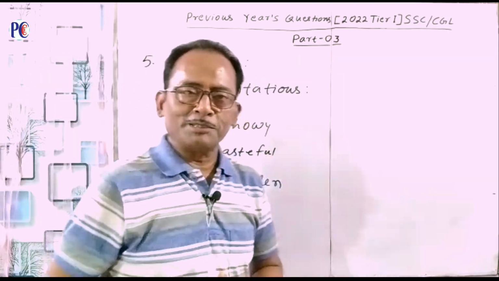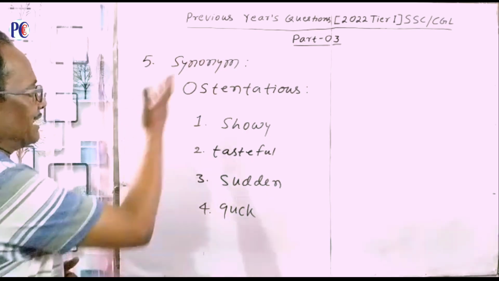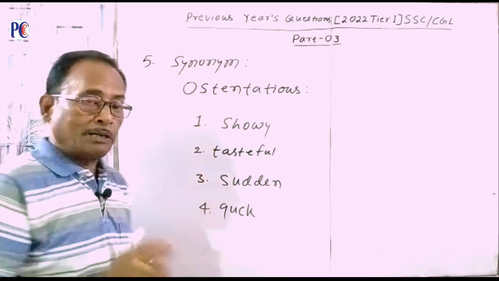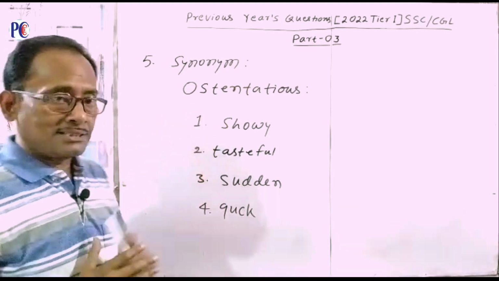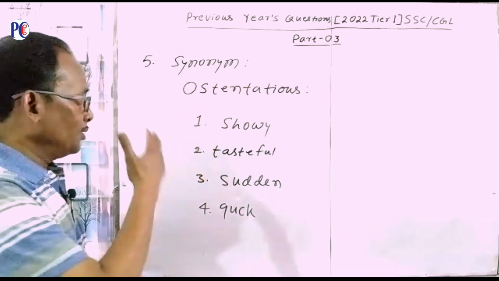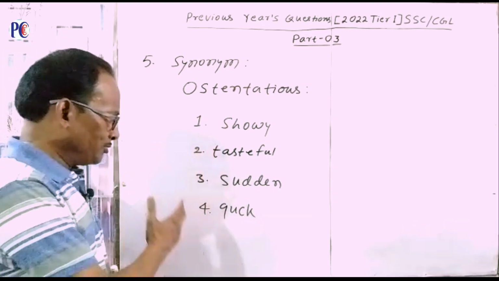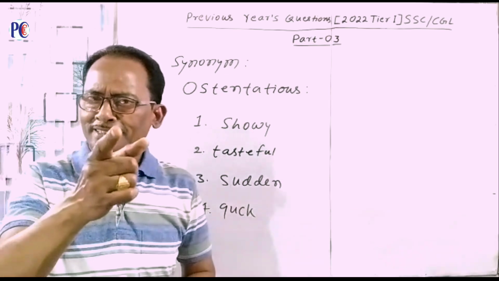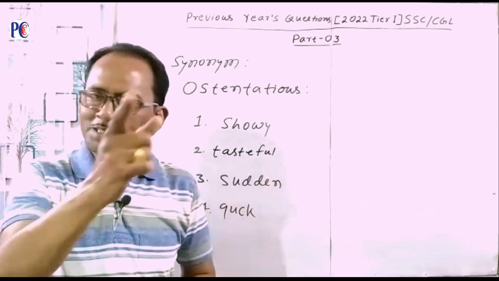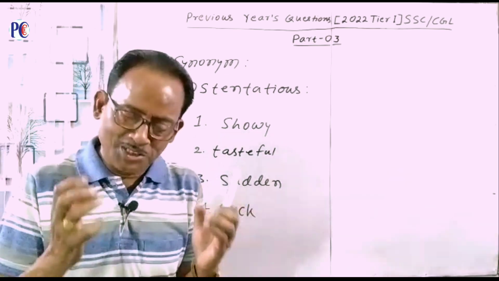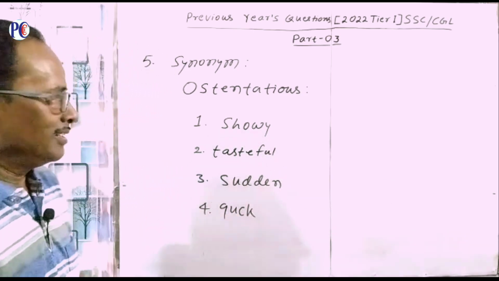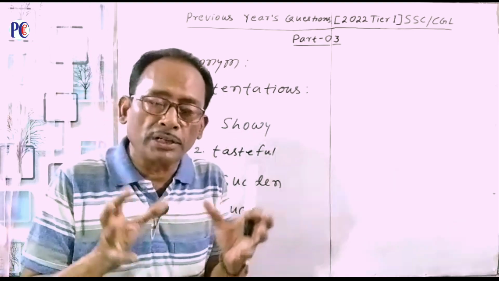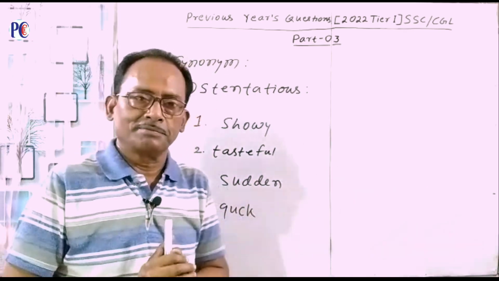Now let us come to question number 5, regarding synonym. A word is given in bold, ostentatious, with 4 options: 1 showy, 2 tasteful, 3 sudden, and 4 quick. Let me tell you again, you must have a very strong word power. You must know the meaning of the given word ostentatious. It means showy, gaudy, artificial.